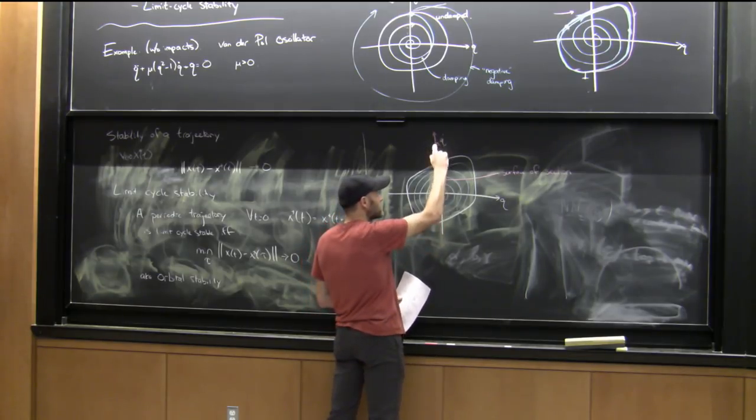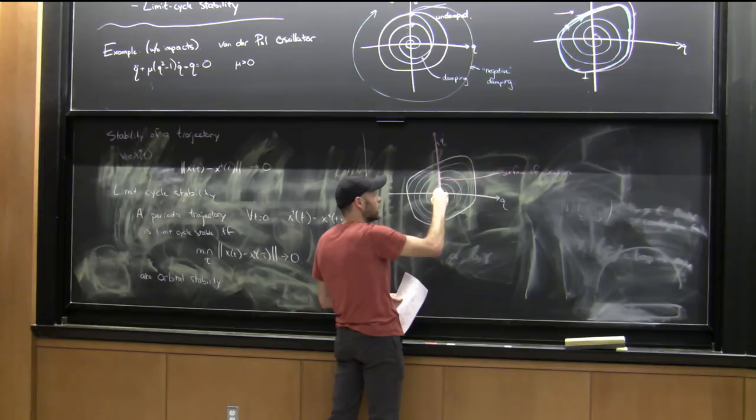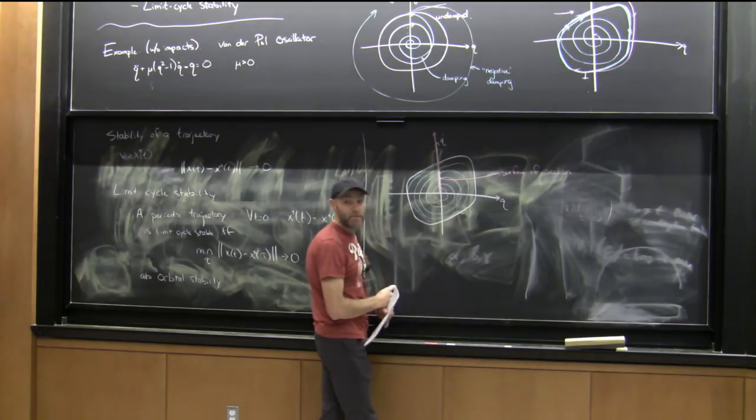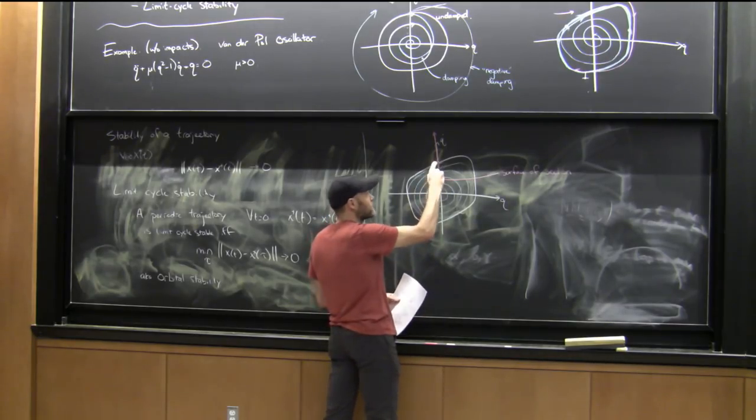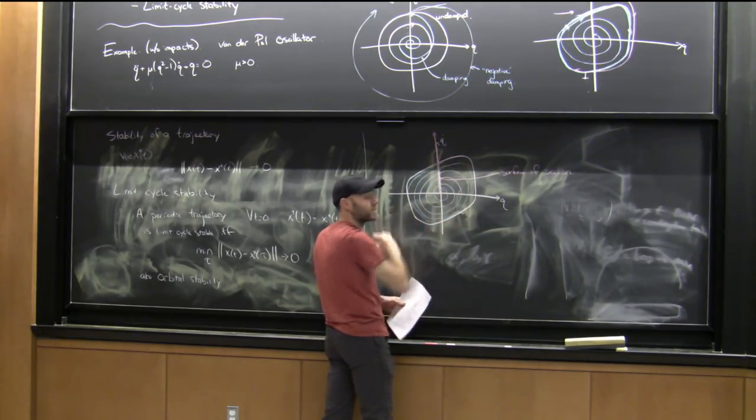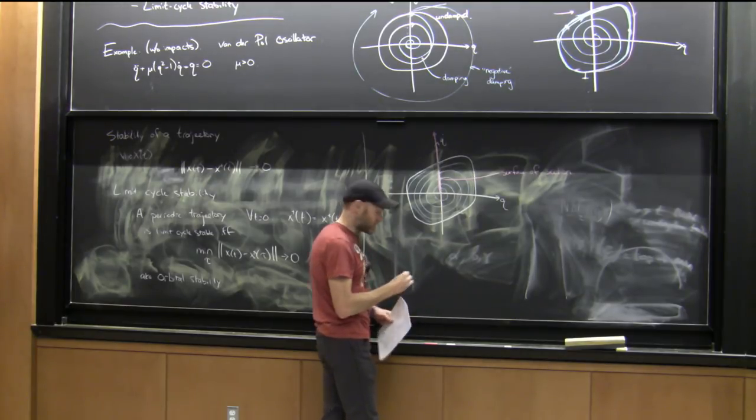If I can find a surface of section and define this now iterated map on the surface of section, if that map converges to a fixed point, then a fixed point on the surface of section is a limit cycle in the original space. Okay?